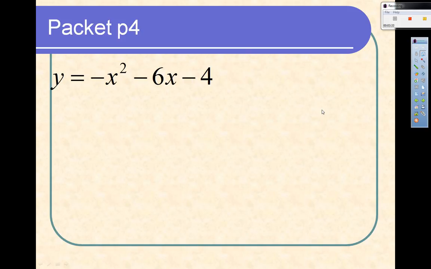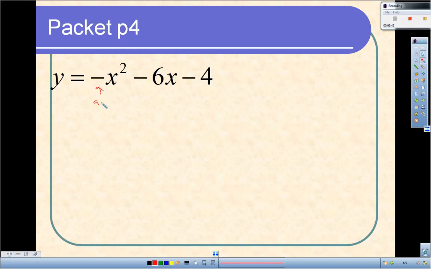All right, let's take a look at this one. All right, for this one, again, identify a, b, and c. So a is negative 1, b is negative 6, and c is negative 4. Let's figure out the value for h. h is negative b over 2a, so that's going to give me 6 over 2 times negative 1, or 6 over negative 2, so that's negative 3.